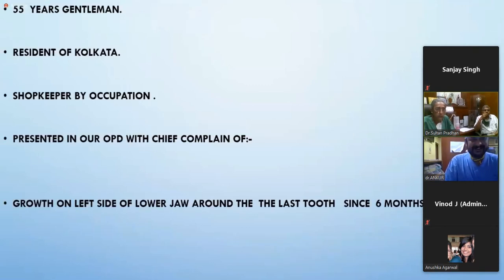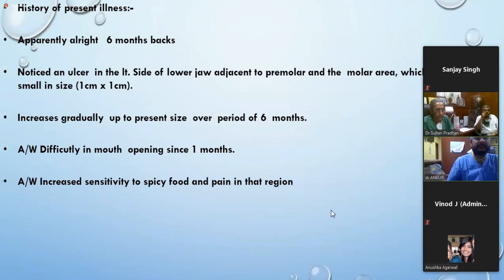So, the 55-year-old gentleman, resident of Kolkata, shopkeeper by occupation, presented in our OPD with chief complaint of growth on the left side of the lower jaw around the last tooth since 6 months. Patient was apparently all right 6 months back. Then he noticed an ulcer in the left side of the lower jaw adjacent to the premolar and the molar area, which was initially small, approximately 1 centimeter, and increased gradually to its present size over the period of 6 months.